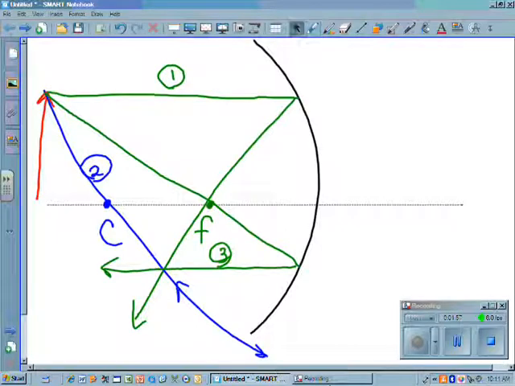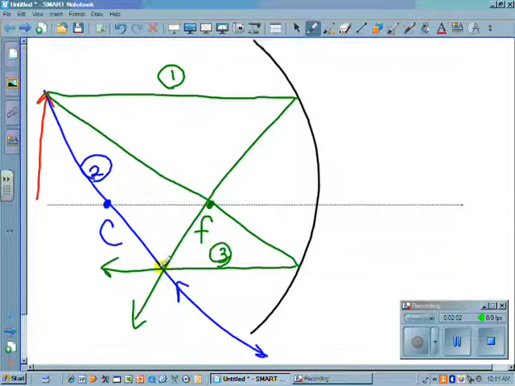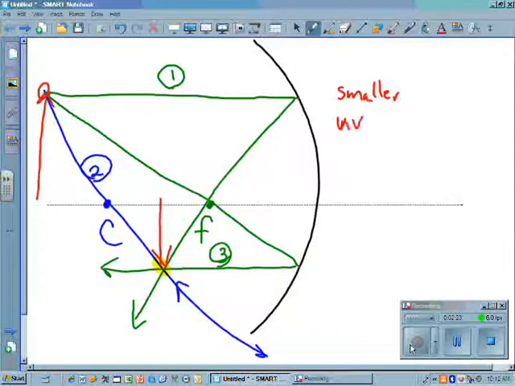And if you notice where all those lines meet, and I should have drawn one in a different color, where all those lines meet, you end up getting this point right here, which I'll highlight. Exactly right. That's where the image is going to be. So the top of the arrow is going to be down here. Let's look at what happens to that arrow. First of all, it's smaller. It's upside down, or what we call inverted. And it's real because it's on this side of the mirror as far as it's being projected down. I can actually put a screen there and have it projected on that.